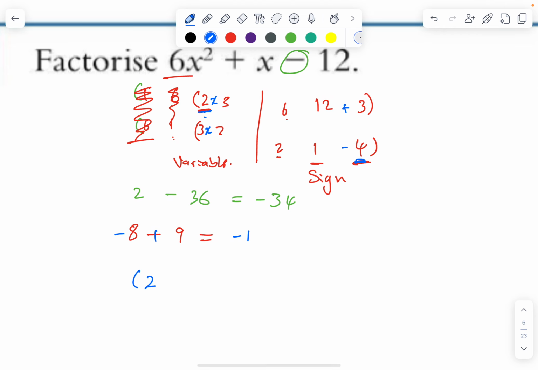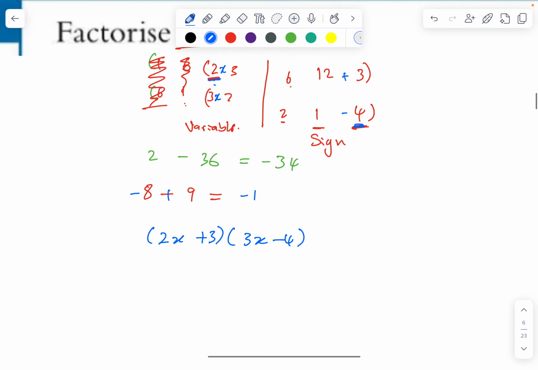So it's 2x plus 3, and then it is 3x minus 4. And that's your final answer, basically, because then you figure out how these signs correspond with what bracket. So remember, you just take this bracket as it is and this bracket as it is, and you just put them there. You can see, quite frankly.